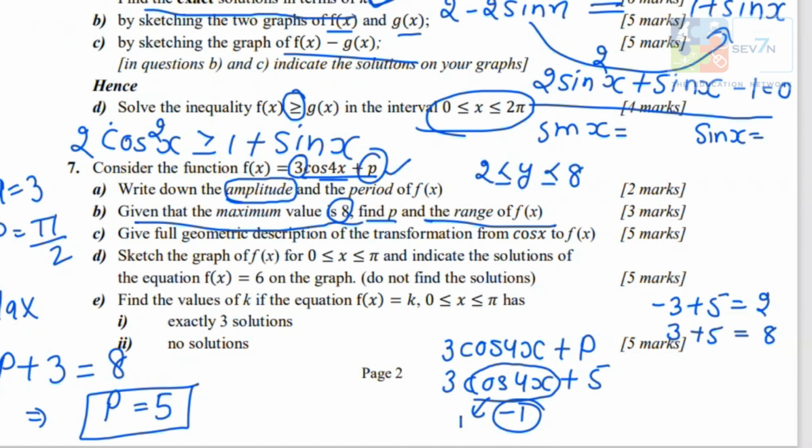The C part is to give a full geometric description of the transformation of cos x. You can find your stretch, what is your scale factor? The vertical scale factor is 3. And the horizontal scale factor is 1 by b, that is 1 by 4, right? And the vertical translation is of 5 units, right? And we can sketch the graph also. In a similar way we can draw the graph and find the solutions also, because in the D and E parts, my task is to draw the graph and then find the solutions.